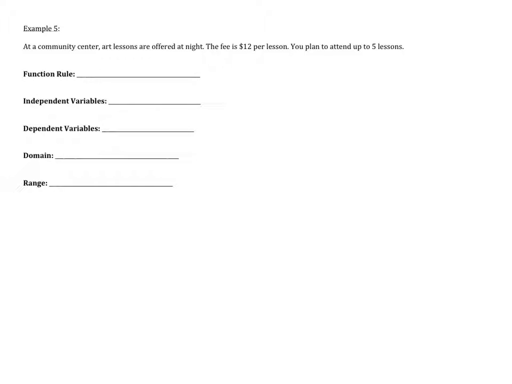I like to start with defining the independent and dependent variables first. When I look back at the problem, it says I'm paying $12 per lesson, and I plan to attend up to 5 lessons. So the number of lessons that I take will determine the amount of money that I'm charged. So the amount of money depends on the number of lessons that I take. Therefore, my dependent variable, which I'm going to define as y, would represent the total cost that I am going to be paying for these art lessons. That means x, that I'm going to use for my independent variable, would represent the number of lessons that I end up taking.